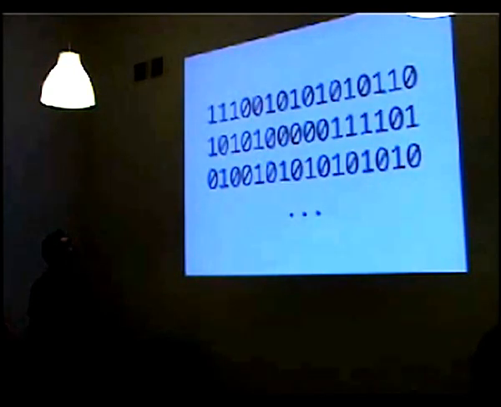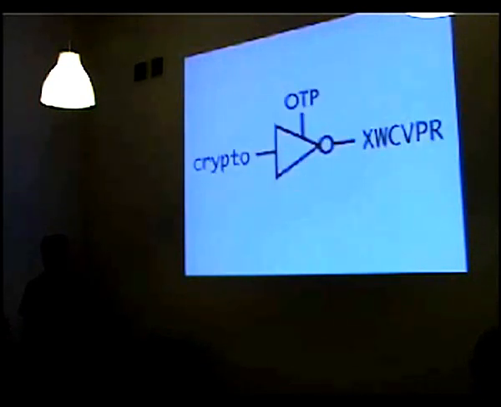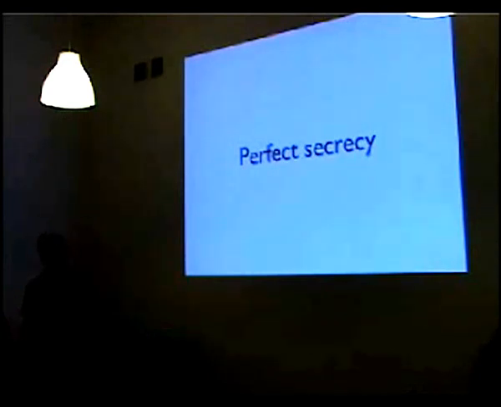Now you can use this to do something called a one-time pad. What's a one-time pad? It's essentially a very, very long string of 1s and 0s. What you do is you take your input on the left and you use this programmable inverter with the one-time pad, and then you have your output on the end. And it turns out that this actually gives you perfect secrecy.